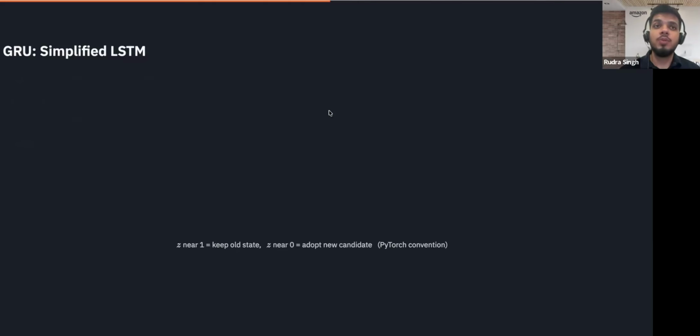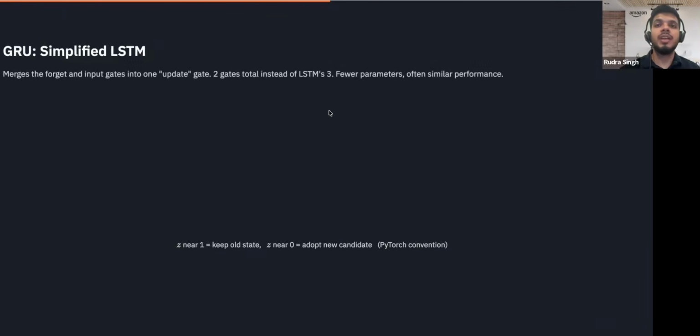After LSTM came out, researchers asked a simple question: do we really need these three separate gates? Because that's really a lot of parameters to train. Can we get the same benefit with something simpler? The answer is the gated recurrent unit, in short, GRU. It merges the forget gate and input gate into a single update gate. The idea is that whatever fraction you forget, you replace with exactly that much new information, so the two decisions are tied together rather than being independent.